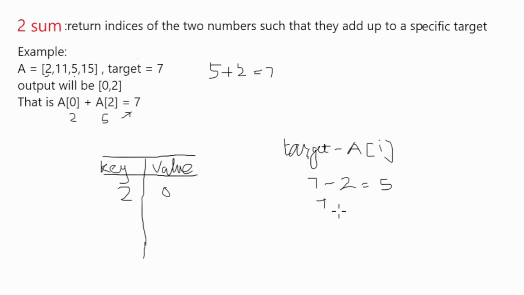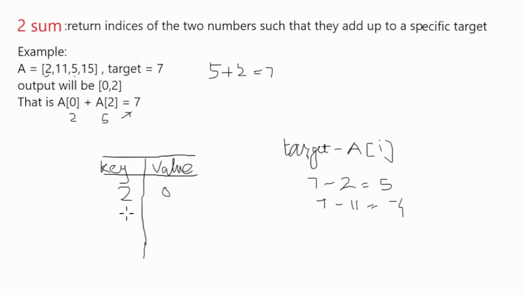So for the next element, 7 minus 11 is equal to minus 4, which is not present in the dictionary. So we are going to add the element 11 and its corresponding index as its value in the dictionary.